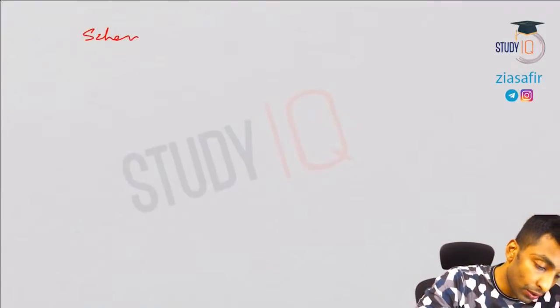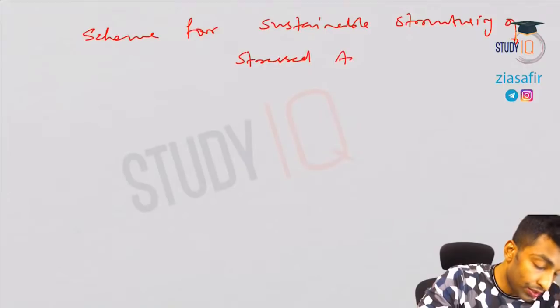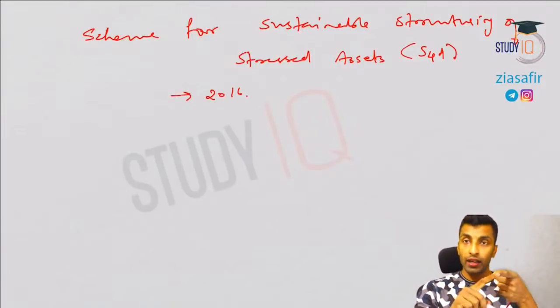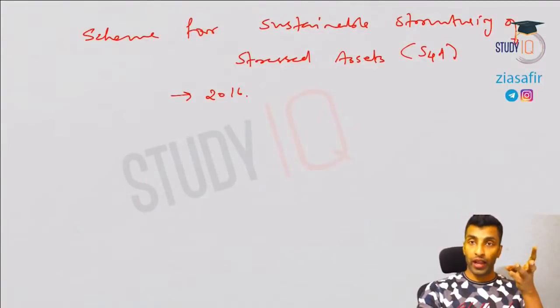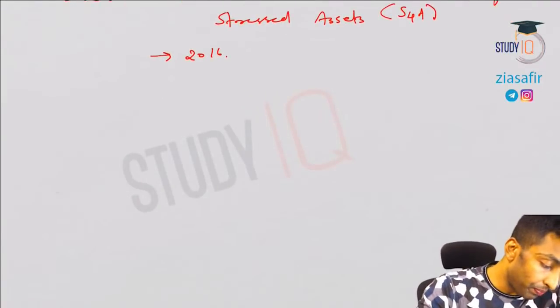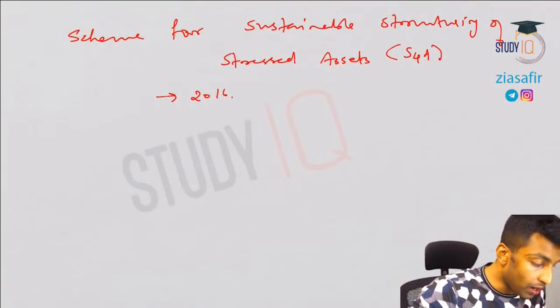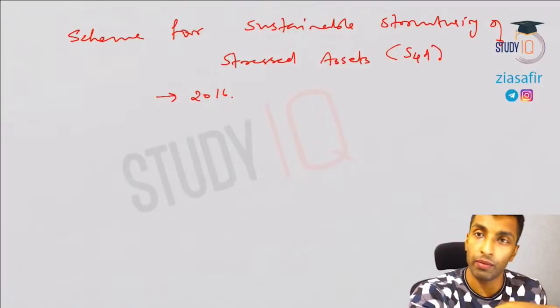Okay, so Scheme for Sustainable Structuring of Stressed Assets, S4A. It was actually introduced in 2016. So JLF 2014, then strategic debt restructuring, SDR in 2015, S4A in 2016. Here it is a modification of SDR. Not the complete debt will be converted to equity. In case of SDR, whatever debt is there, it would be converted to equity.